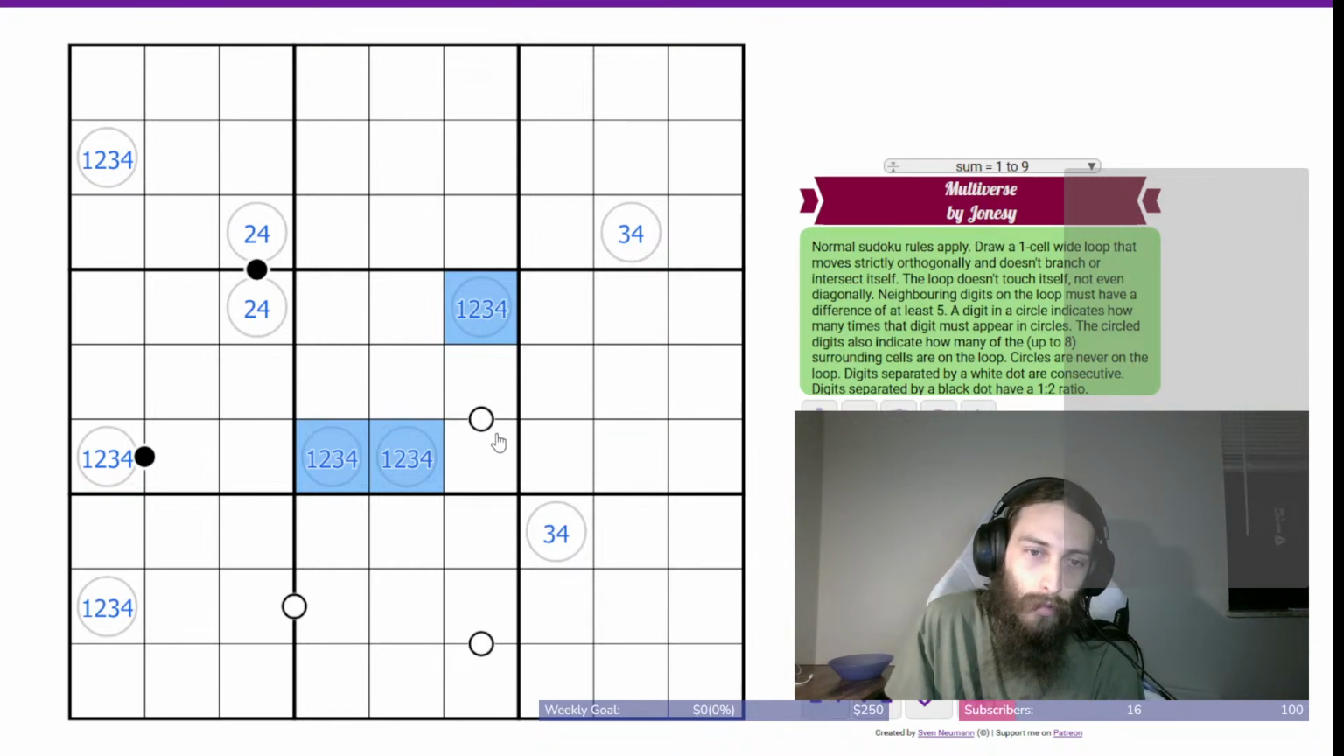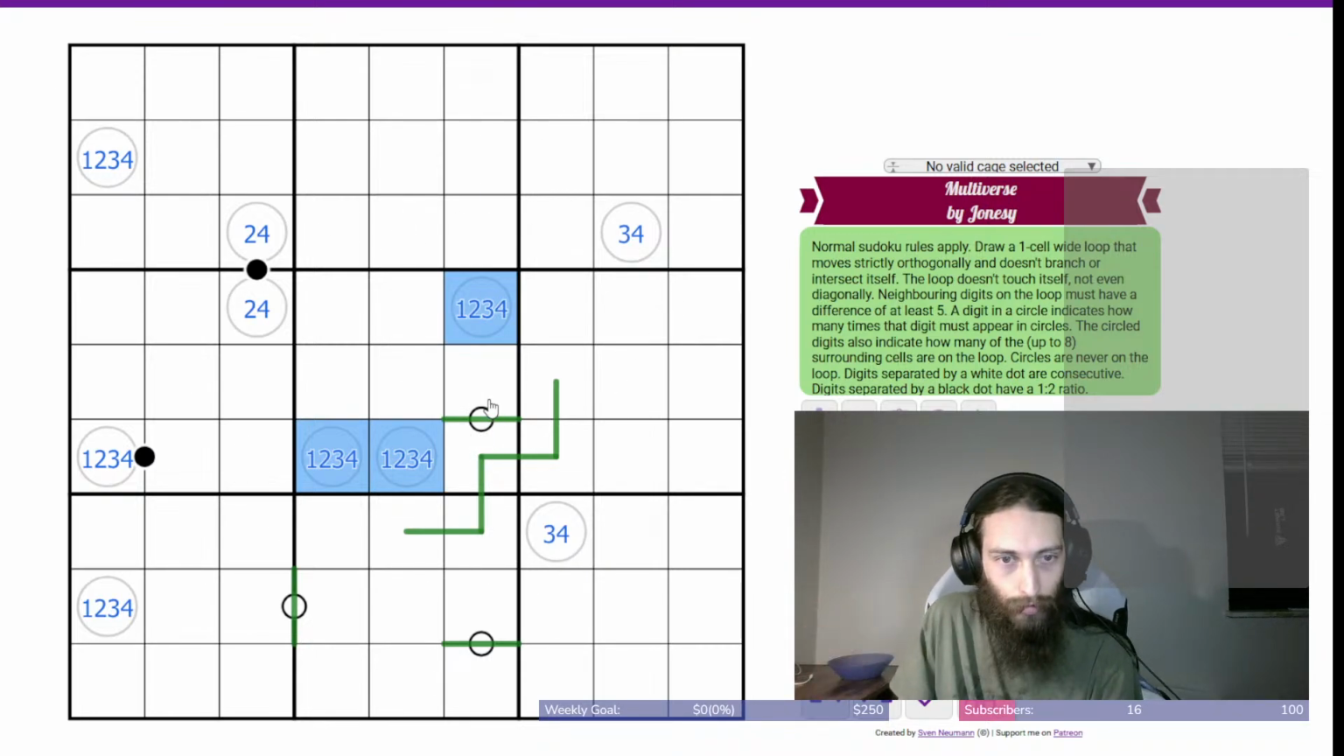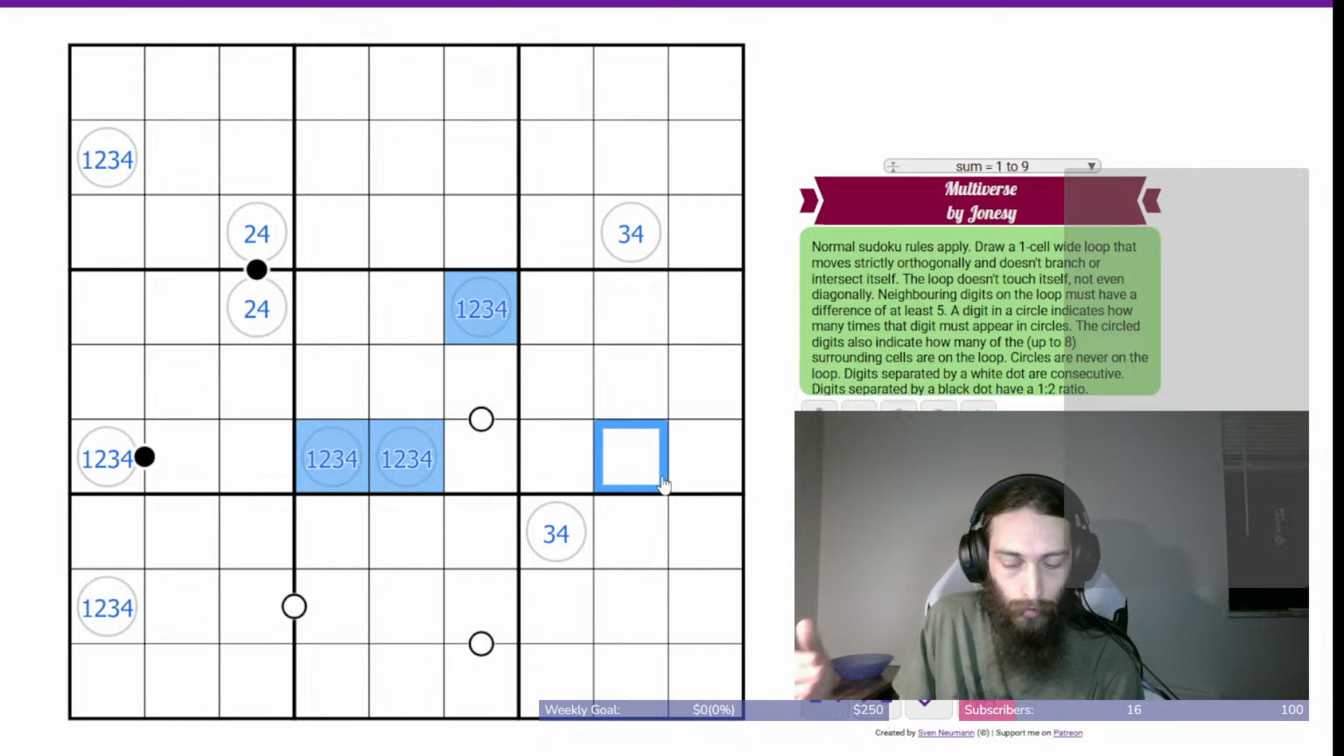I guess one thing we know is that you can't cross a consecutive pair with the whisper line, or the whisper loop, because they wouldn't be separated by at least 5. Because obviously consecutive digits differ by 1.